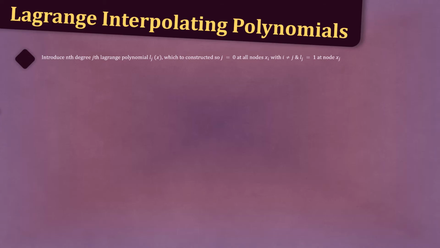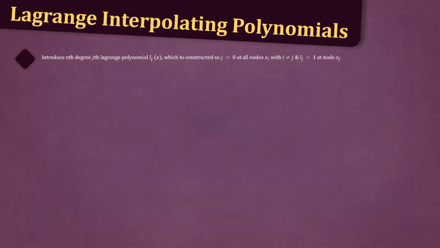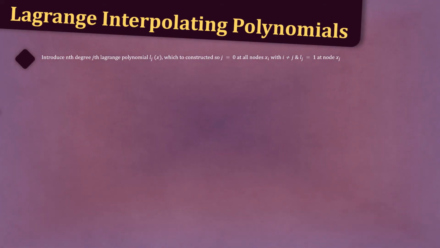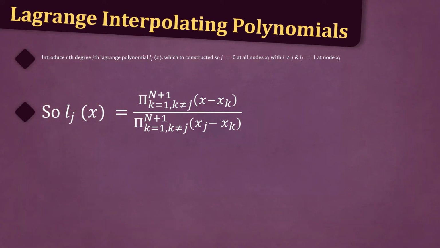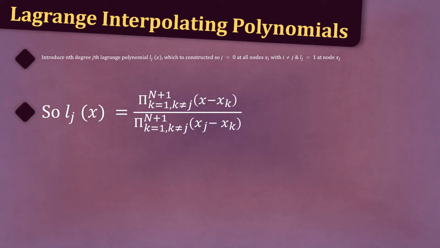We introduce the nth degree jth Lagrange polynomial Lj(x), which is to be constructed so that Lj equals 0 at all nodes xi with i not equal to j, and Lj equals 1 at node xj. So Lj(x) is equal to the product from k = 1 to n+1 without k equaling j of (x - xk), divided by the product from k = 1 to n+1 without k equaling j of (xj - xk).